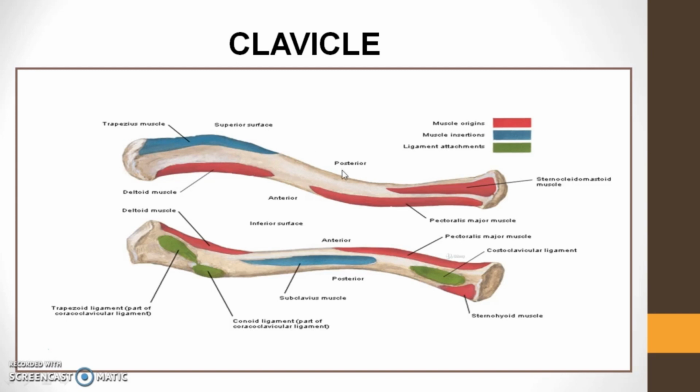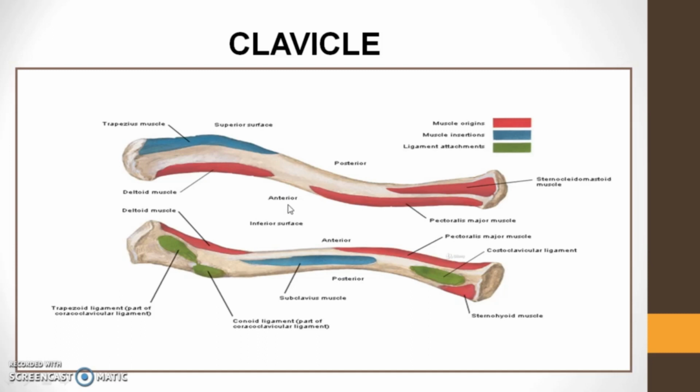We divide the clavicle into two parts: one is the medial 2/3, another is the lateral 1/3. So in the lateral 1/3, superior surface, posterior border, we have the trapezius muscle. Then this is the inferior surface. The muscle we will deal with in this part is the subclavius muscle, and you have to remember the conoid and trapezoid ligaments. We will deal with the detailed description of all these structures later.